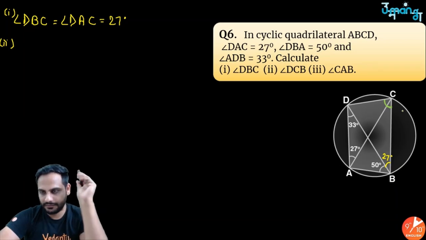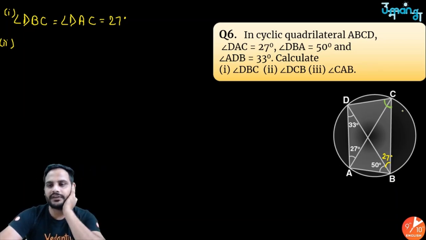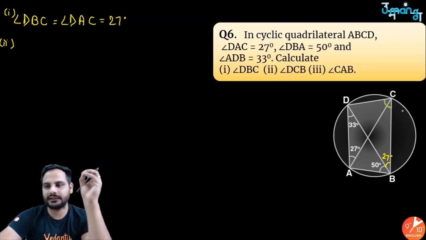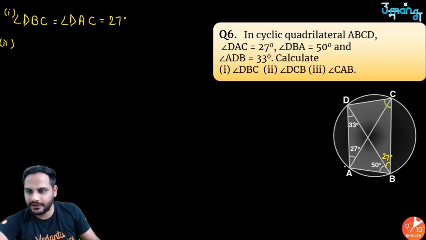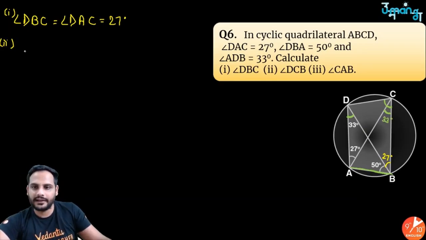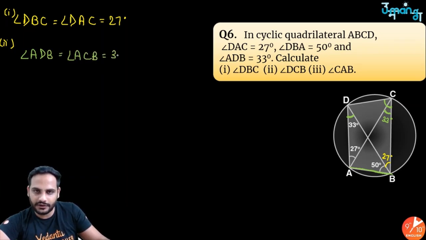try to think how we can get the value of angle DCB. So the first thing I can say, sir, if I take this AB as a chord, then this angle ADB, if it is 33 degrees, by that same logic this angle ACB also will be 33 degrees. Correct? So I can say angle ADB is equal to angle ACB, which is equal to 33 degrees.